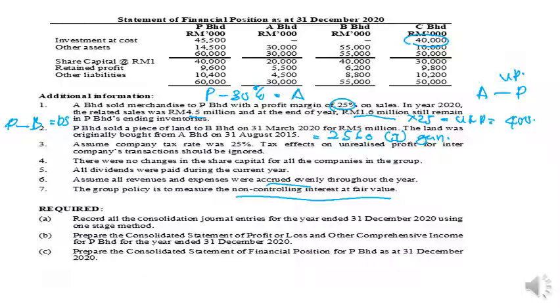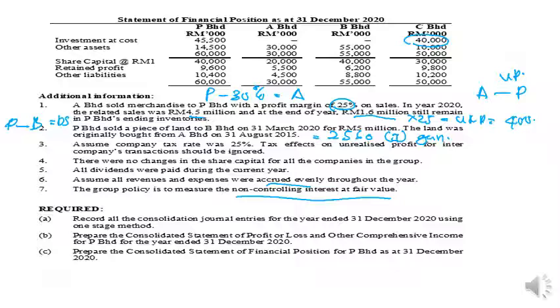Okay, and then P sold a piece of land to B. P to B here is downstream. On 31st March, for 5 million. The land was originally bought by A on 31st August 2015. So if you want to know how much the gain is on the sale of the land here, the gain for this one is 2560. It's already there in your income statement. So there is a gain there.